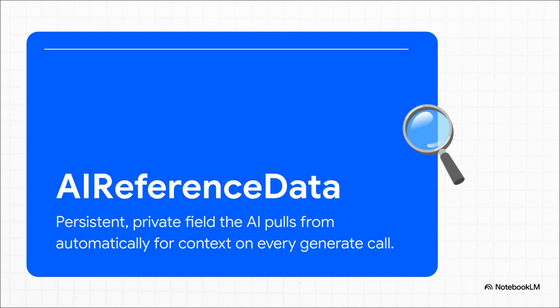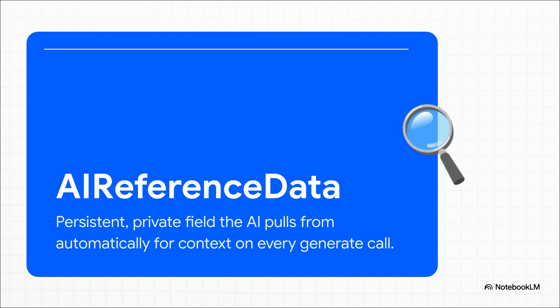But remember, this is a writing partner, not magic. Its secret weapon is this invisible feature called AI reference data. It's basically a persistent private context engine. You can drop your style guide notes in there, tell the AI your target audience is non-technical, or even paste the overall outline of the book. The AI automatically pulls from this on every single generate call.